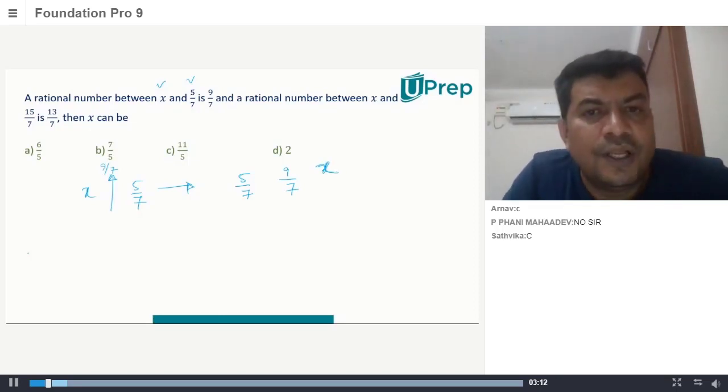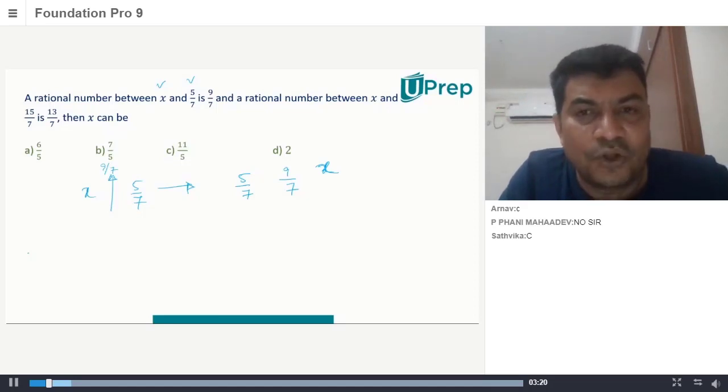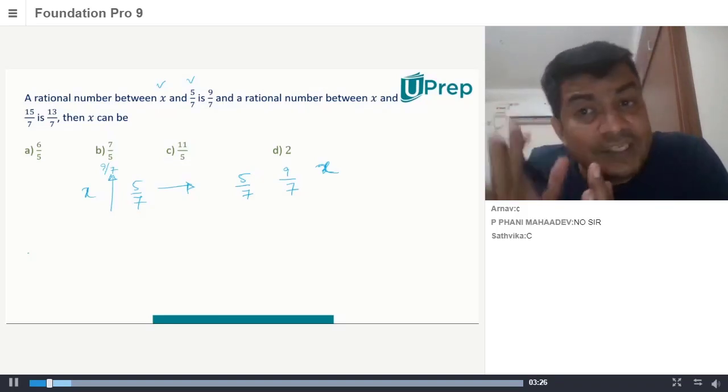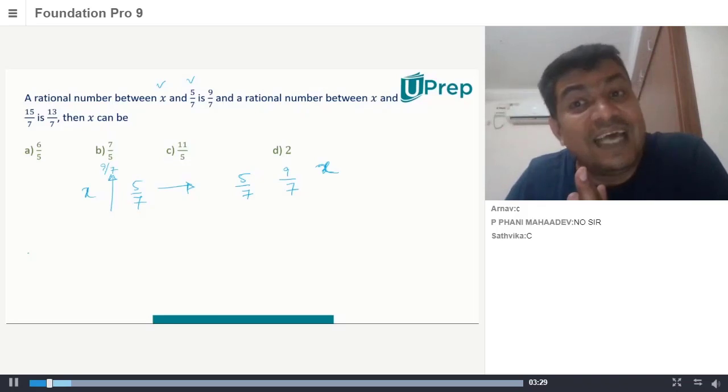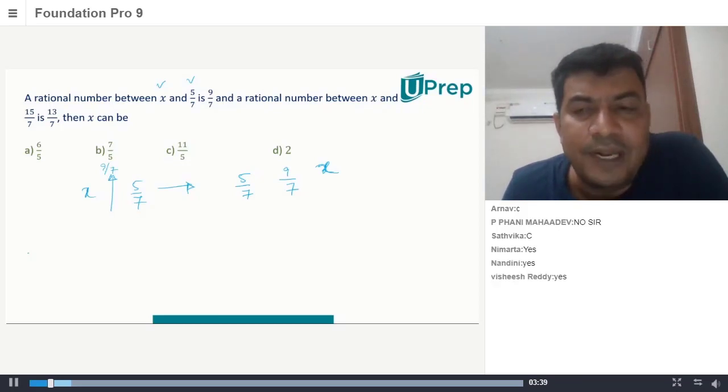Yes, sir. All of you observe here, the way you write the numbers also makes a lot of difference. The rational number between x and 5 by 7 is 9 by 7. So 9 by 7 is in the middle, but 9 by 7 is more than 5 by 7. Therefore, x is on my right hand side. That means your x is greater than 9 by 7. That's a simple logic. Is everyone with me? Quickly say yes. Couple of yeses is enough. Yes, sir. Brilliant.